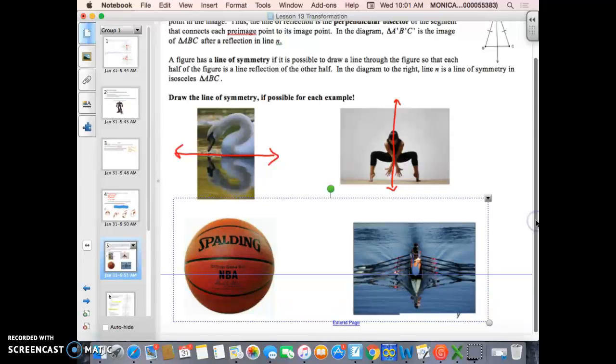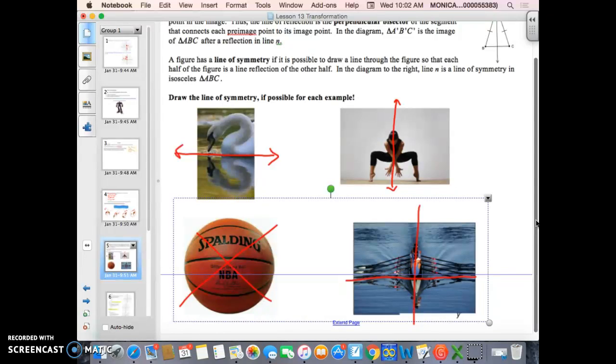Now, when you're looking at the Spalding basketball, there is no place where you could draw a line and get the same thing on both sides because of the writing that's here. So this one does not have a line of symmetry. And this one's kind of tricky, because if these oars were in the water, you could say your line of symmetry was here. But I would say it's more likely cutting across the water, getting your line of symmetry there. It's pretty close to having a line of symmetry in both directions.